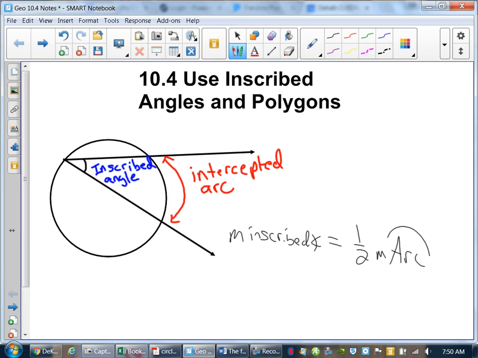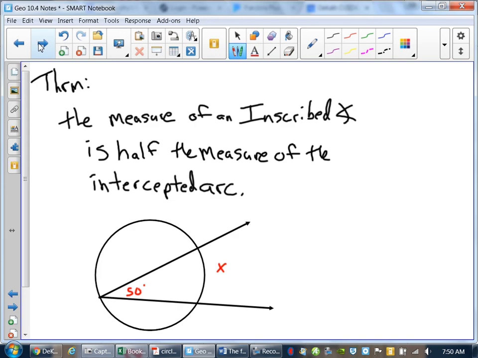This is a really quick, simplistic-ish style thing that we do today. So, let's see. Measure of an inscribed angle equals half the measure of the arc. Double the angle equals the arc. Pretty quick. Okay.